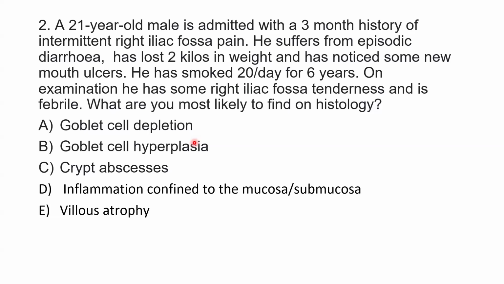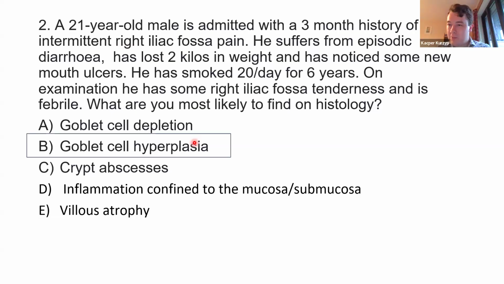B. That is correct. So again, two-step process. You identify that it's most likely Crohn's, especially with things like mouth ulcers, mouth to anus inflammation, smoking history, as well as weight loss and a more indolent presentation, such as Crohn's disease. Goblet cell depletion, abscesses, and mucosal inflammation are characteristic of UC, and villus atrophy is characteristic of celiac disease, which we didn't cover, but it was covered in the lab med content as far as I remember. But the goblet cell hyperplasia is a feature of Crohn's.